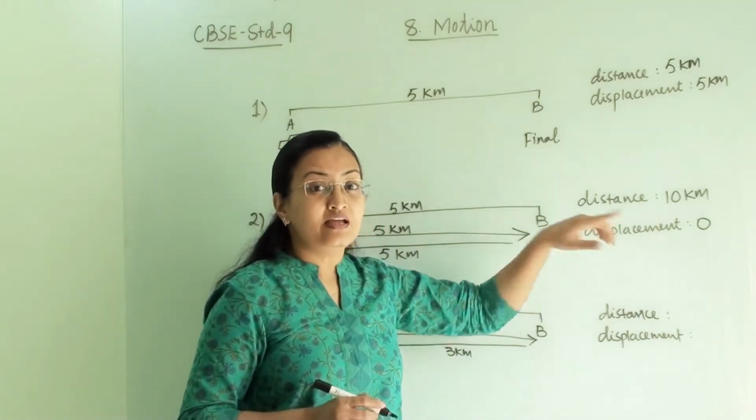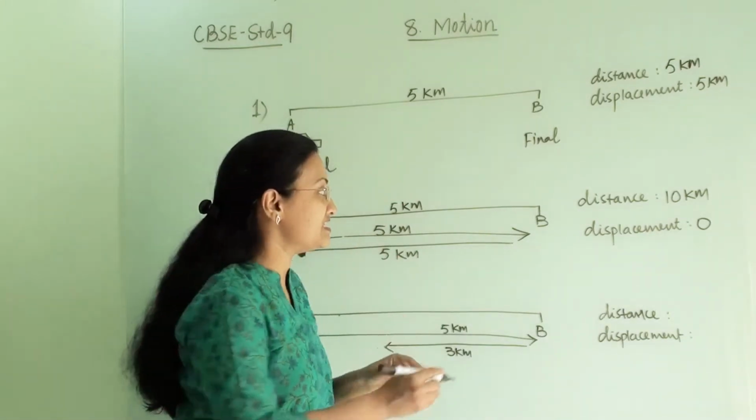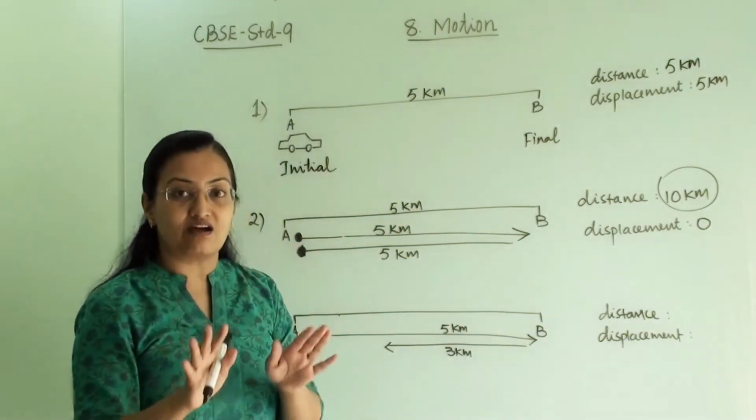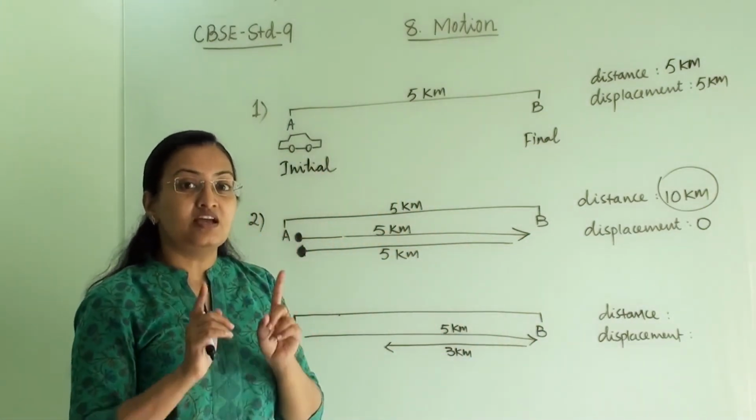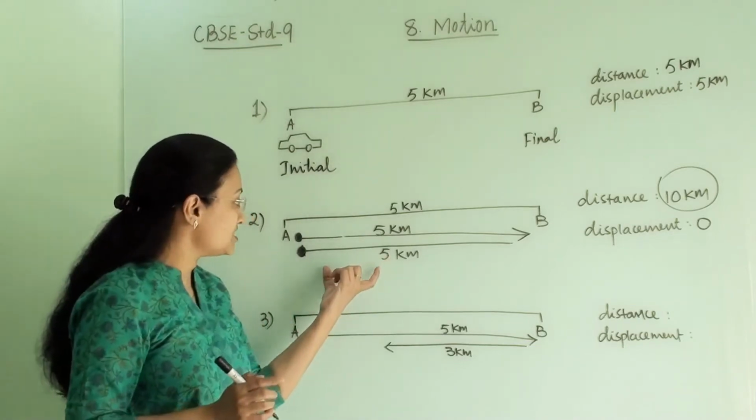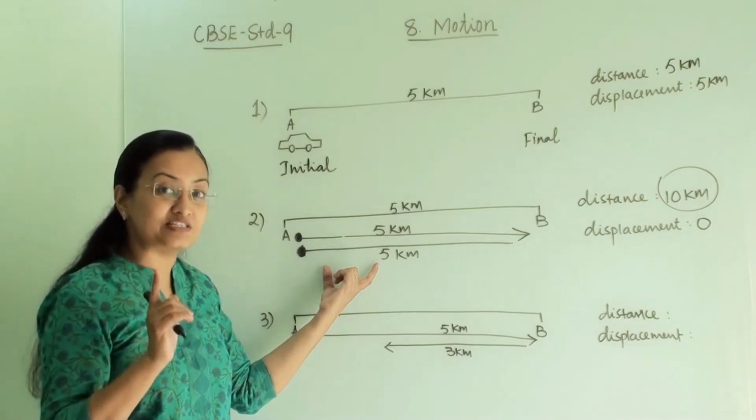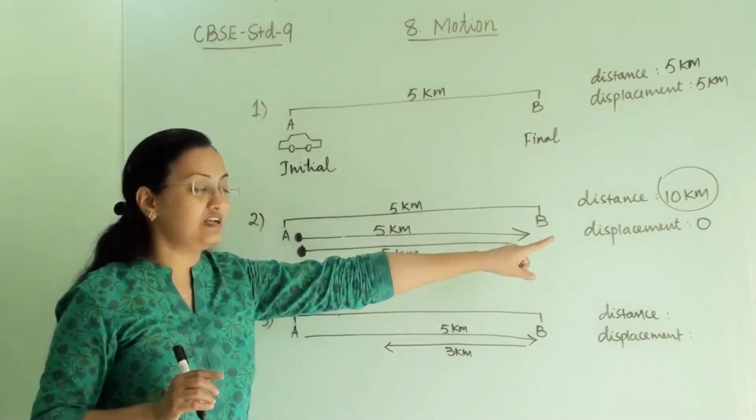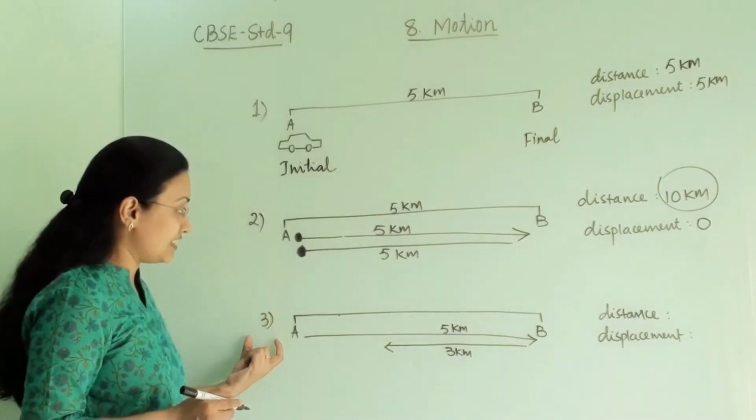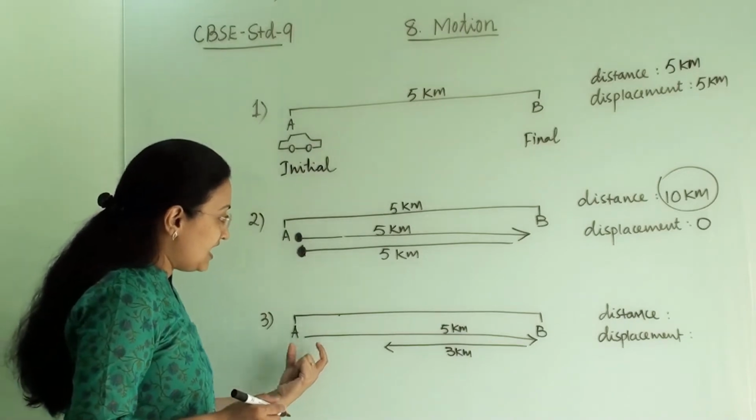So here in this case displacement can be 0, but distance cannot be. Whenever it is a movement, whenever it is a travel, whenever it is a motion, distance can never be 0. But yes, in such circumstances when the initial point and final point are the same, displacement can be 0. Now let us talk about the third case, in which the car has travelled from point A to point B.